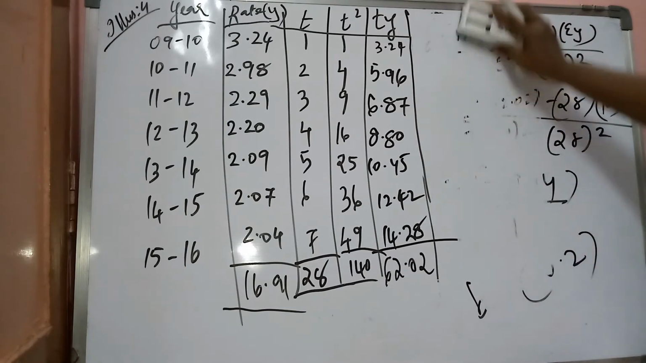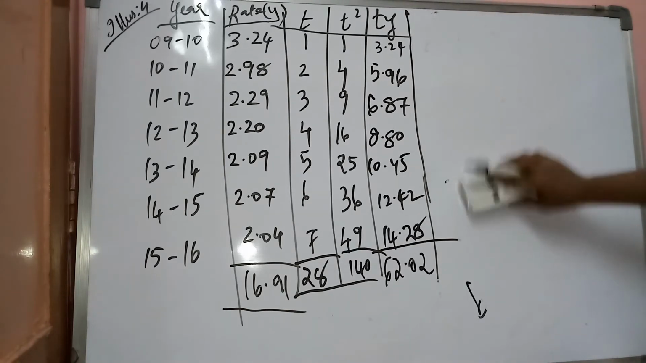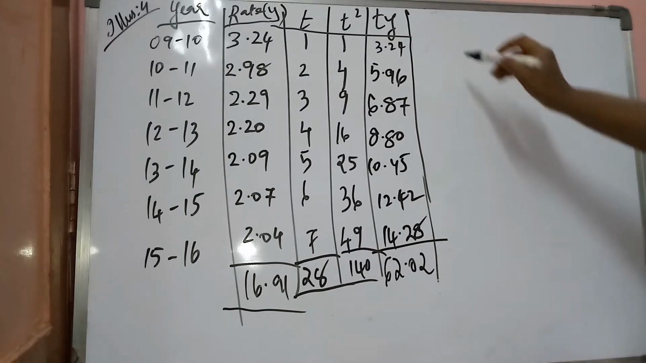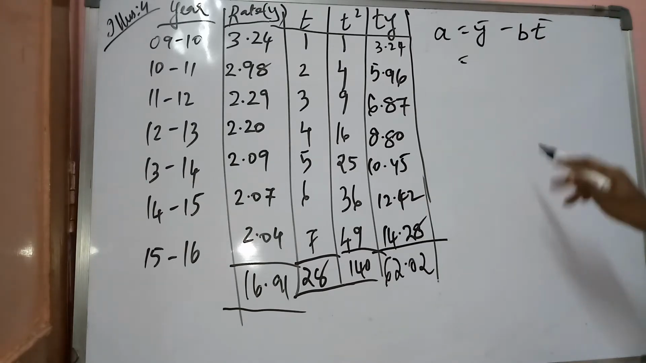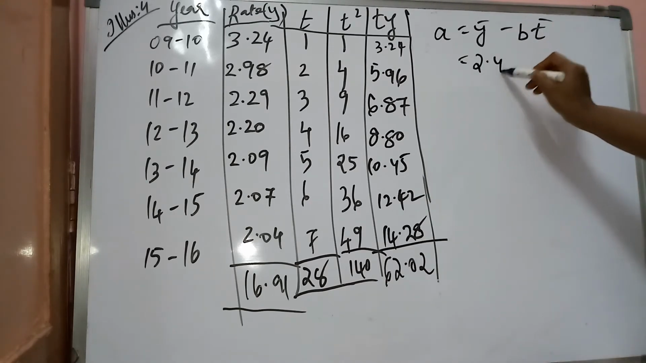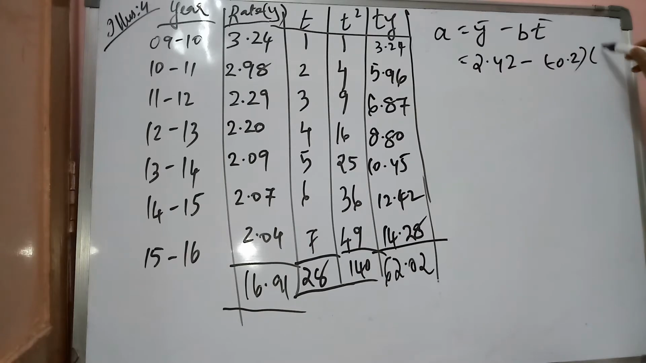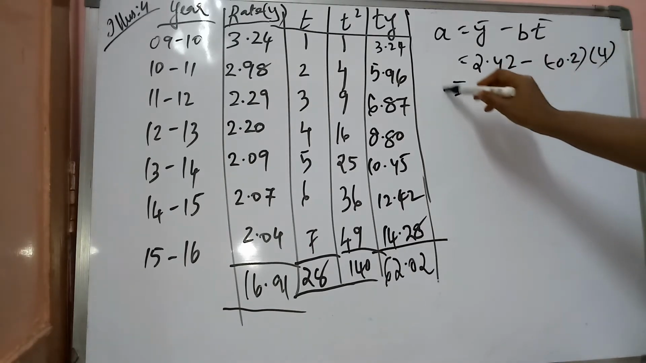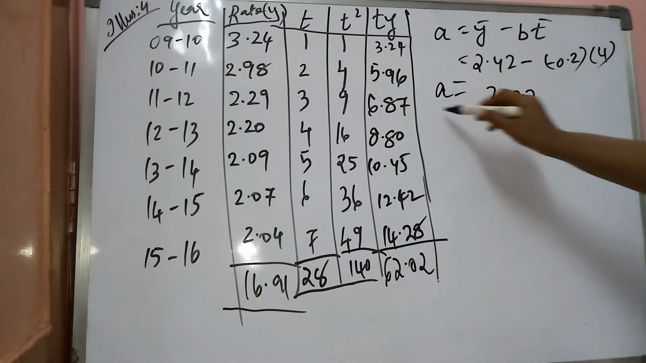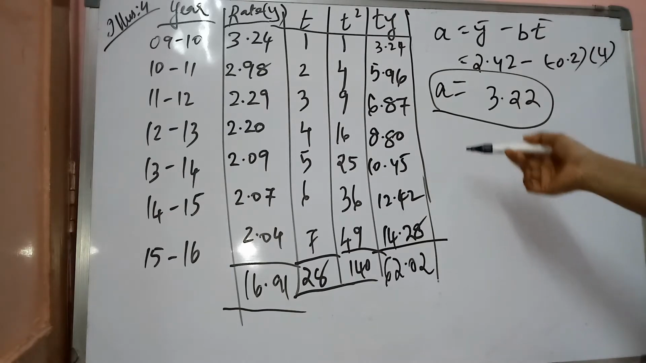After this, you have to find out your a. So the formula for a is a is equal to y bar minus b t bar, right? So y bar you have already found out, it was 2.42, minus your b was minus 0.2 into t bar. Now t bar was 4. Okay. So just do the calculation. Final answer of a is equal to 3.22. This is your a.